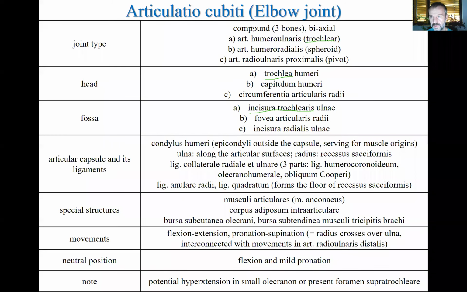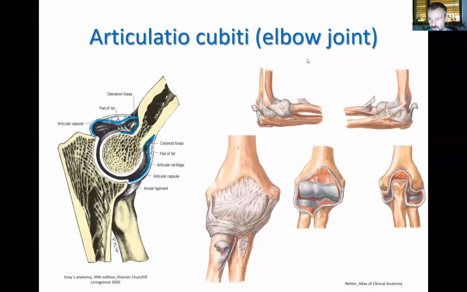I'll just erase it, which we can see here. That's the joint here. This is the trochlea and the trochlear notch. So this is the humero-ulnar joint, and that's a monoaxial trochlear joint.